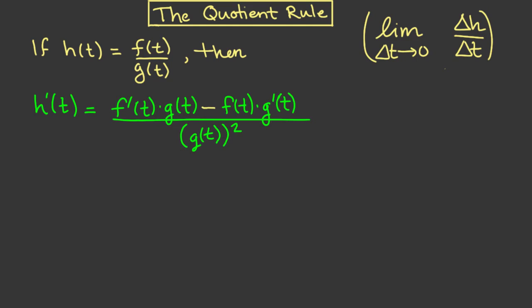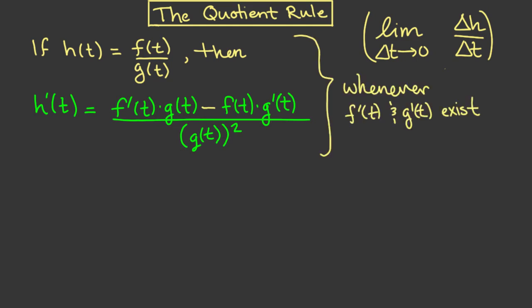And this formula is going to hold wherever f prime and g prime both exist, and the denominator g of t is not 0. Remember, this is only valid if everything in this formula makes sense. And this formula is exactly what we're going to call the quotient rule for derivatives.